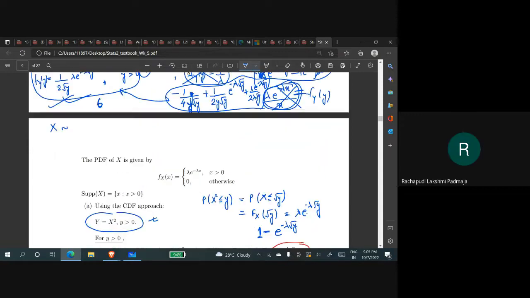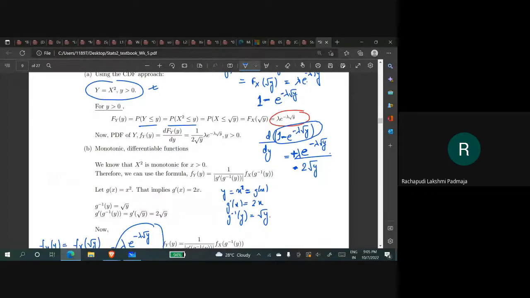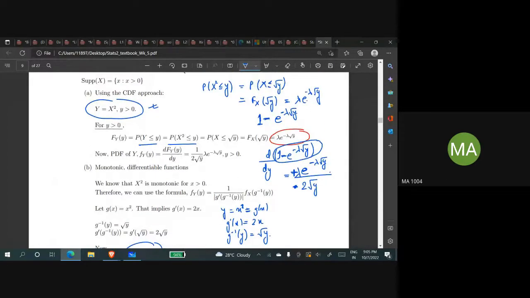Ma'am, above, is it not 1 minus e power that you circled in red color? Above that is wrong. Here it has been written as PDF, but actually we are writing CDF, and we have written this PDF here. Yes, ma'am. So this is wrong. That is why I marked it as red.